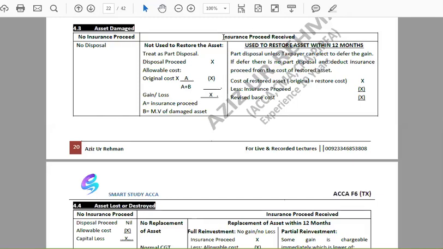But there will be tax implications if you have received the insurance proceeds. If the insurance proceeds have been received, there are two scenarios. First, the proceeds are not used to restore the asset. A portion of the asset has been damaged, you have received money from the insurance company against that damage, but you have not reinvested it in repairing or restoring the asset. So how do we calculate gain or loss? Simply, it will be treated as a part disposal.